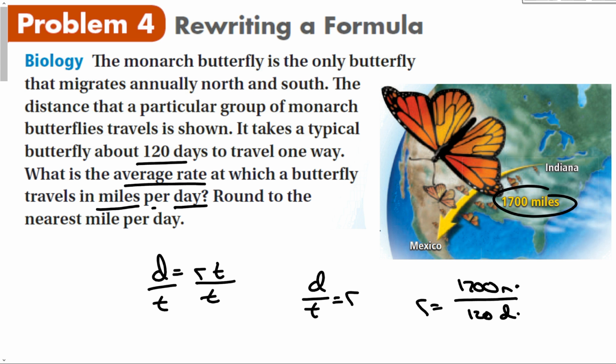That's great because now I don't have to simplify anything. So we just take 1,700 divided by 120, and I get 14.16. Round to the nearest mile per day. So this is going to be about 14 miles per day.